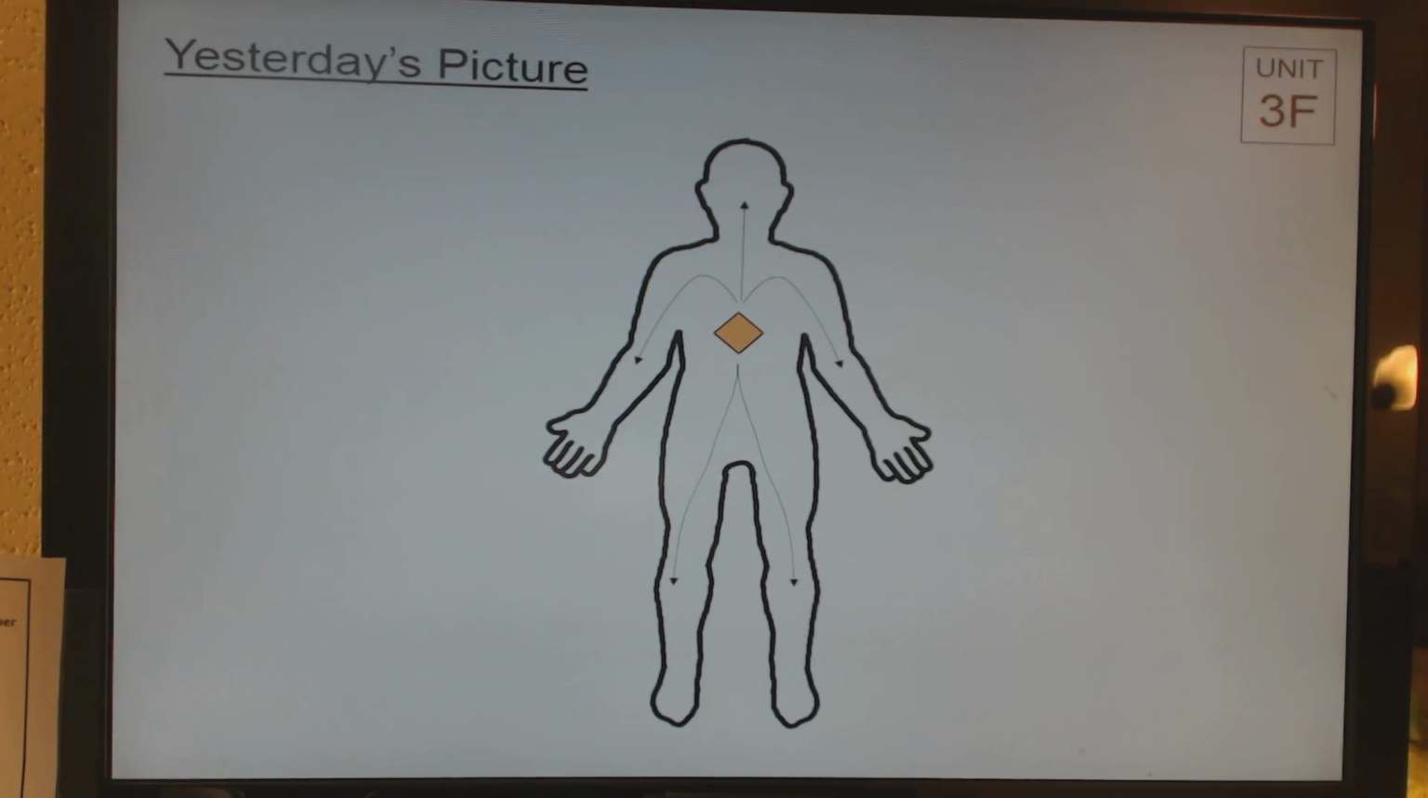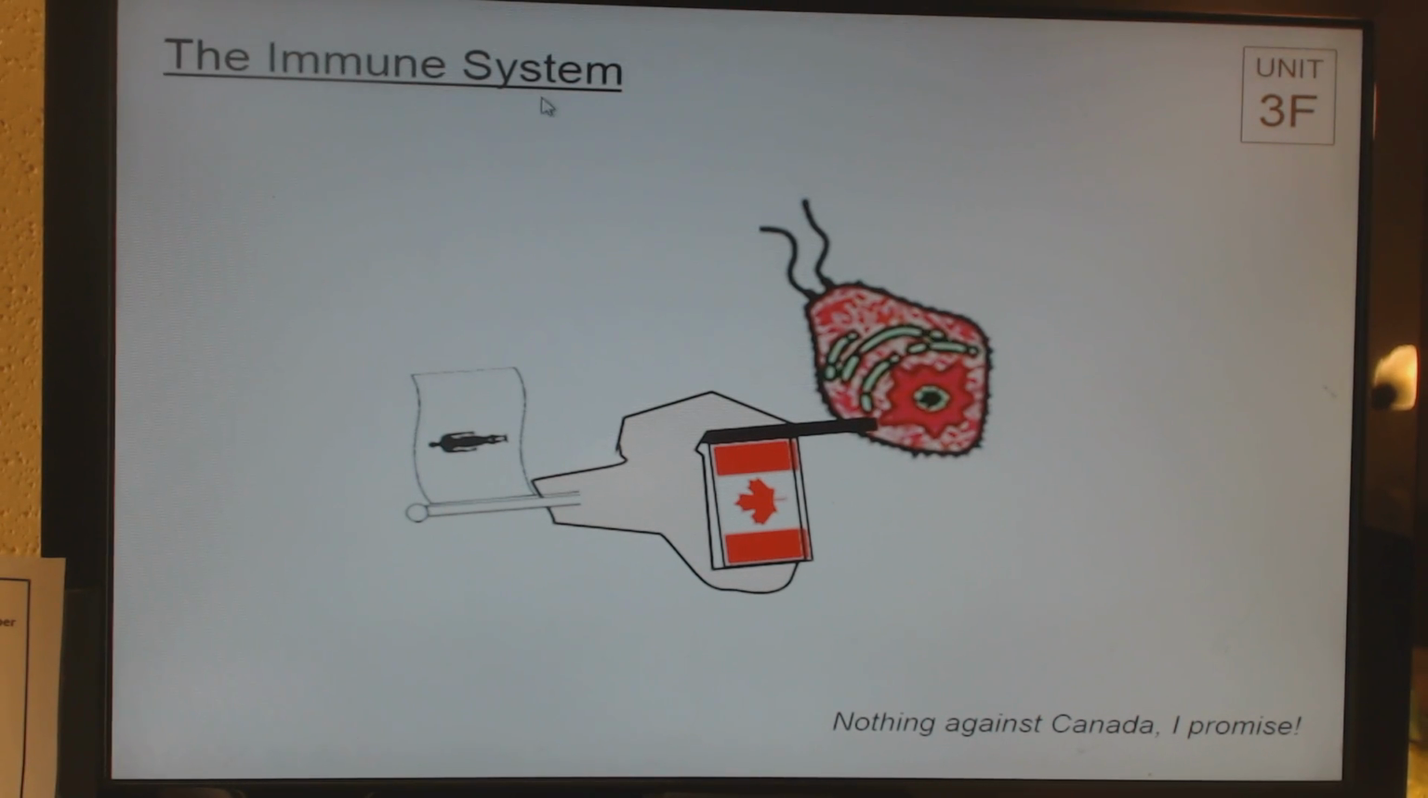This is yesterday's picture, which was showing a ligand being distributed across the body in order for the whole organism to communicate with multiple tissues at once. Of course, we refer to this ligand as a hormone, and this is a mechanism of long-distance communication. Today we're going to talk about another form of cell communication that's a lot more direct, and this is the communication involved in the immune system.